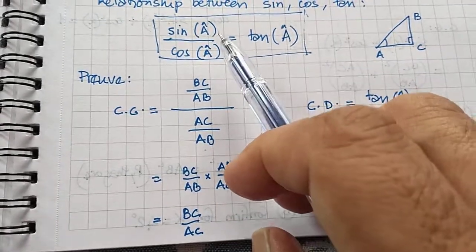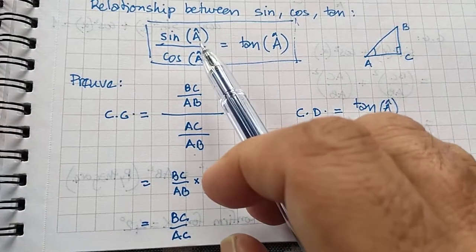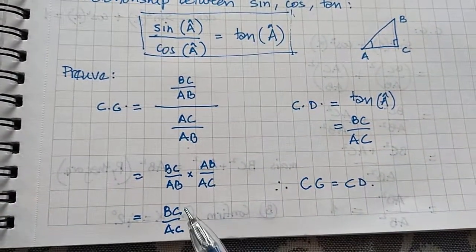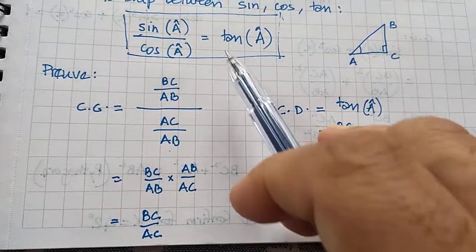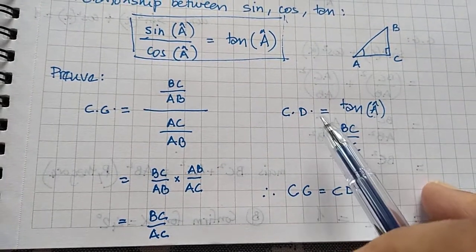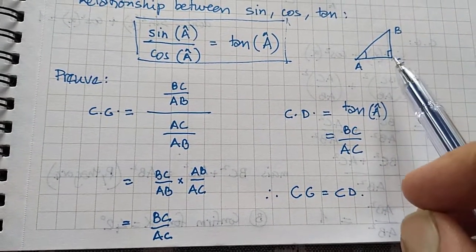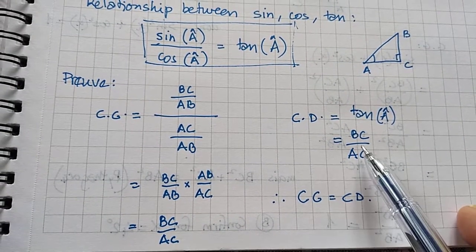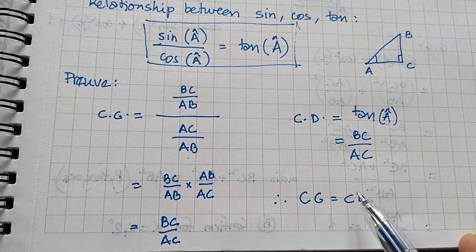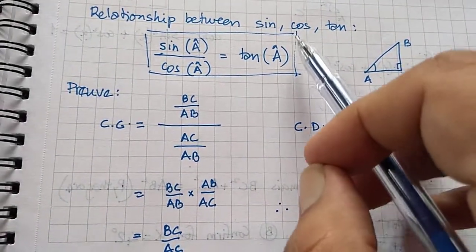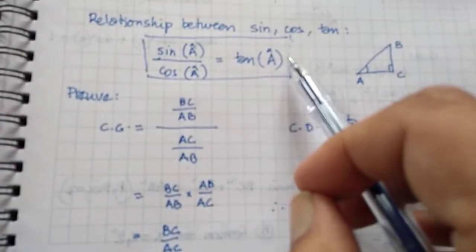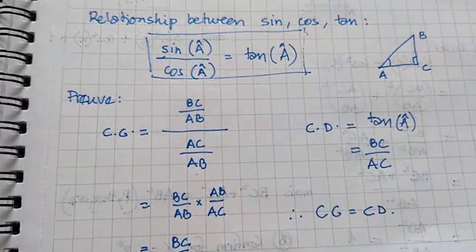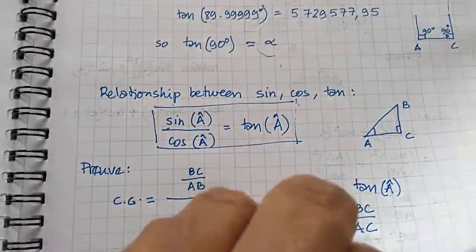So in this particular drawing, sine of A divided by cos of A gives you BC over AC. Now if you take the right side, tan of A, that is BC over AC. This is also BC over AC, this is also BC over AC. Left side equals right side. So this relationship is true for all angles, whatever be the value of the angle.